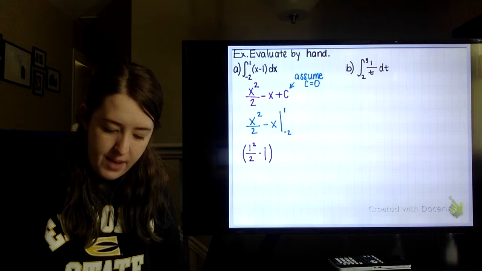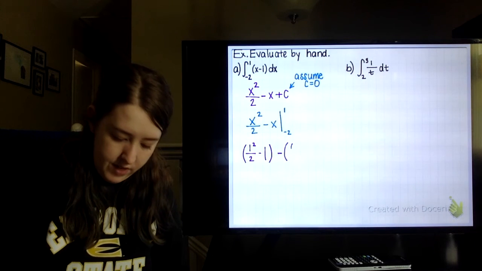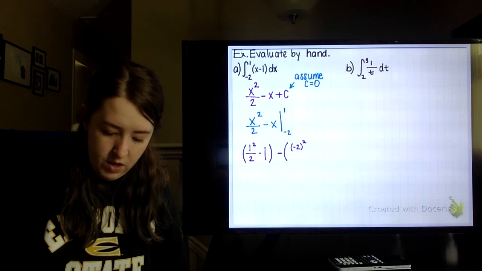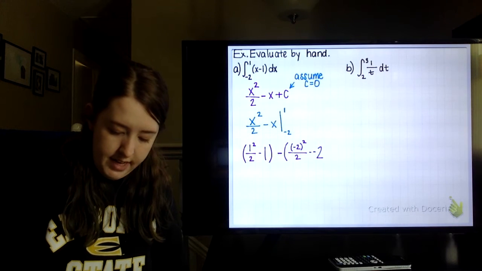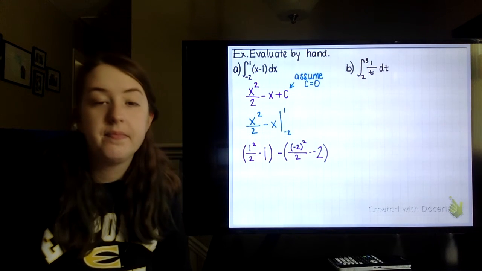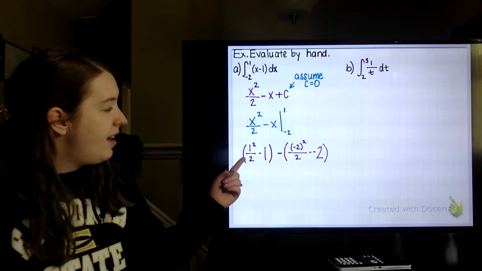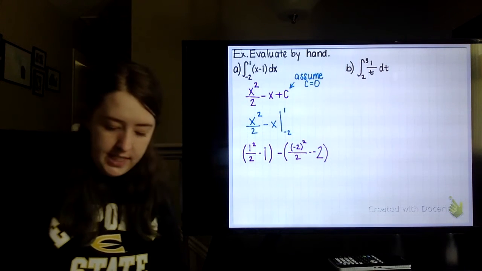And then from that, we'll subtract my lower bound plugged in. So negative 2 squared over 2 minus negative 2. And now we'll just go through and do a little bit of math. So I have 1 squared is 1. 1/2 minus 1/2 is negative 1/2.